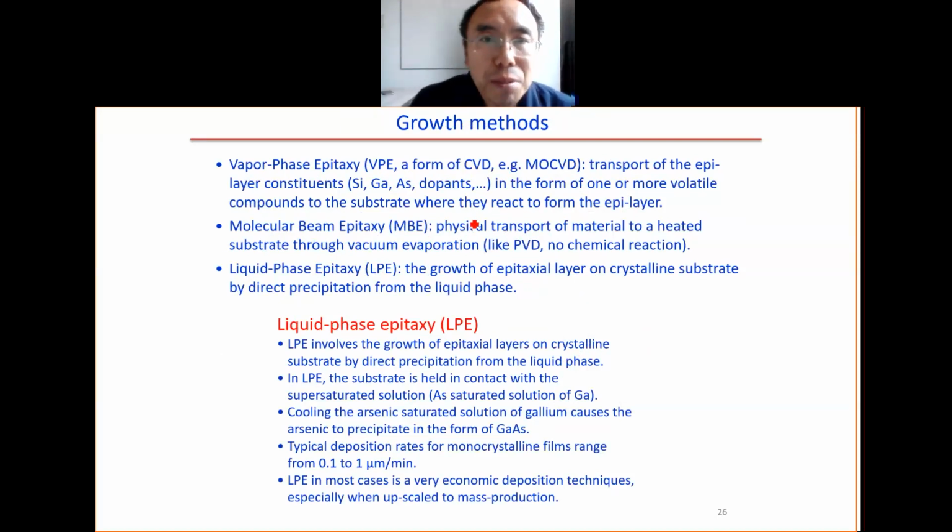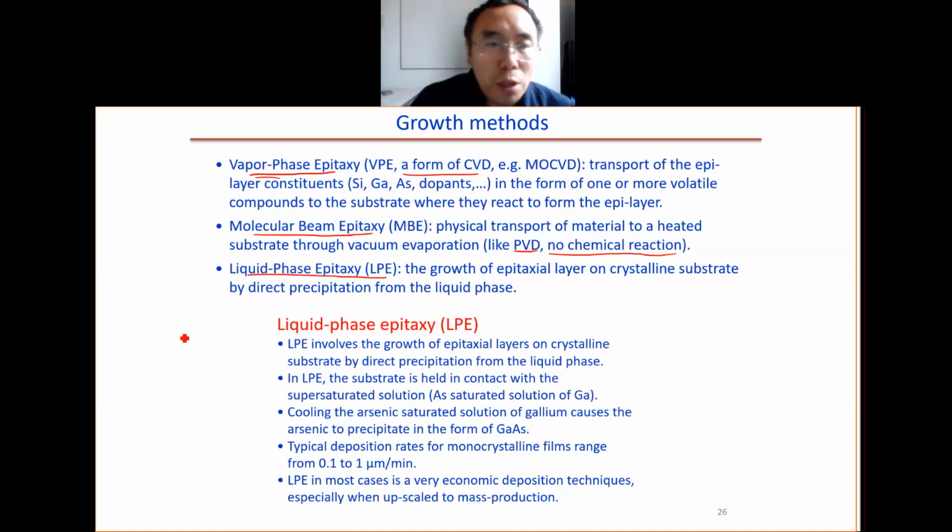And there are three types of epitaxial deposition. First one is the vapor phase epitaxy. Second one is the molecular beam epitaxy. The first one is a form of chemical vapor deposition. This one is a form of physical vapor deposition, so no chemical reaction. The third one is the liquid phase epitaxy.